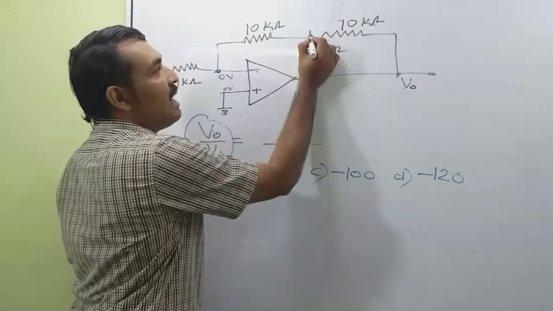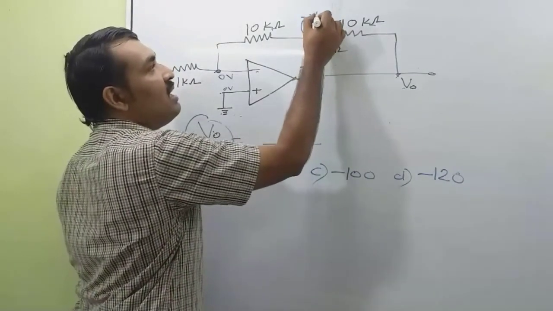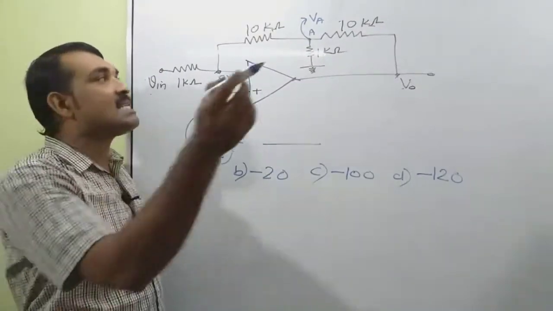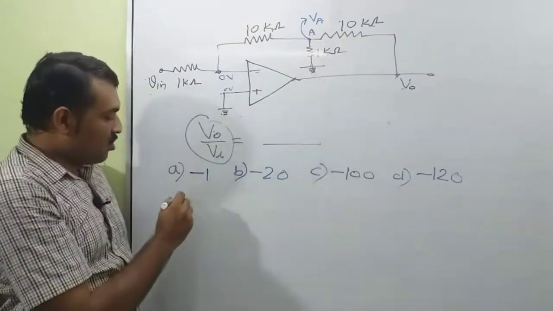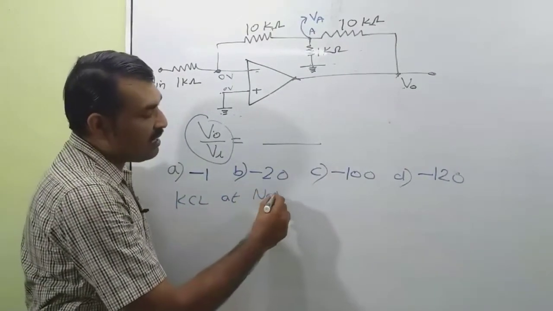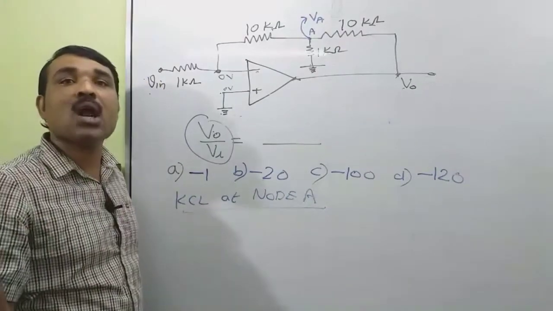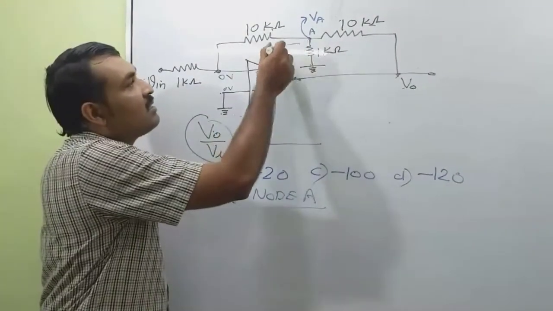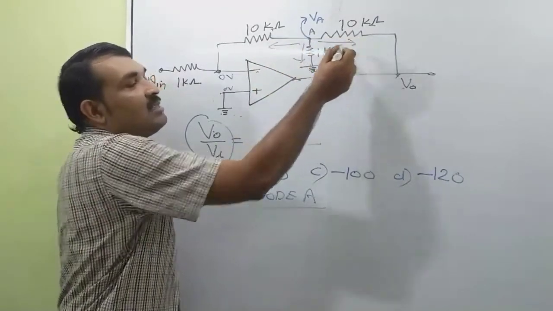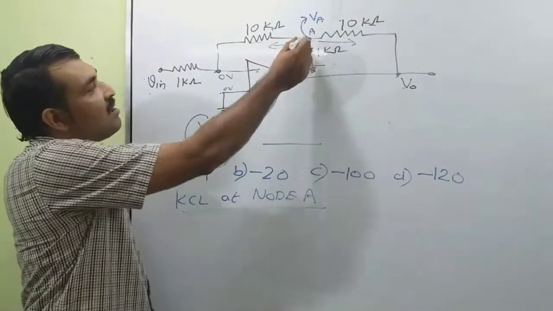Okay, now we have another node here. Let this node be A. And the voltage at this node is indicated by V suffix A. Now I am going to apply KCL at node A. So KCL at node A. I am assuming all currents are outgoing currents. This current is going in this direction, this current is going in this direction, and this current is going in this direction.